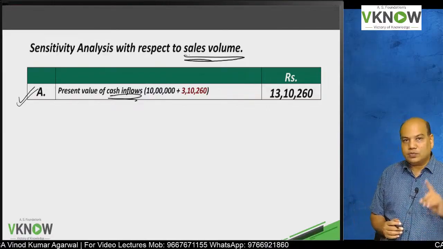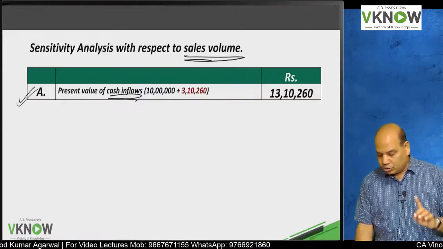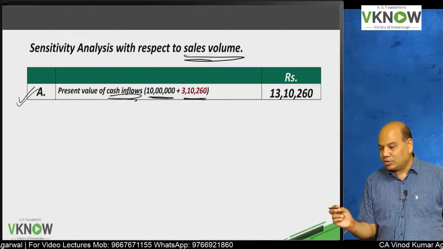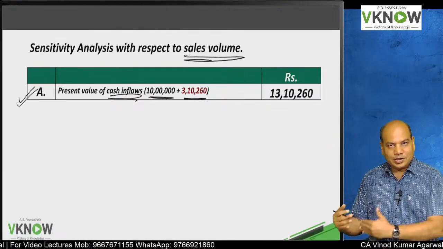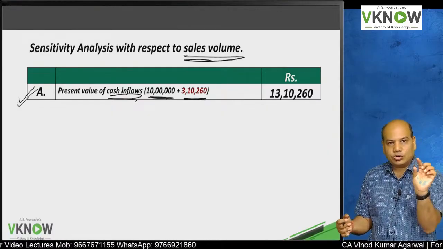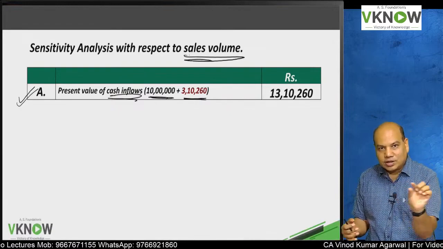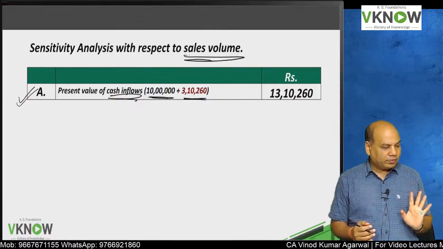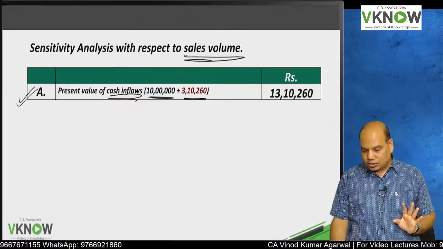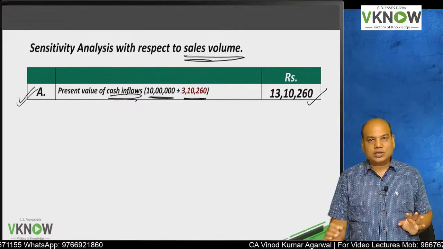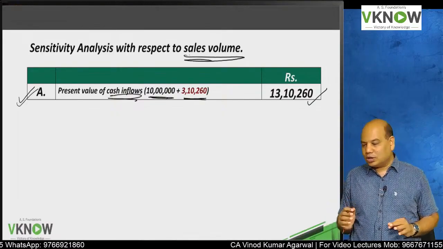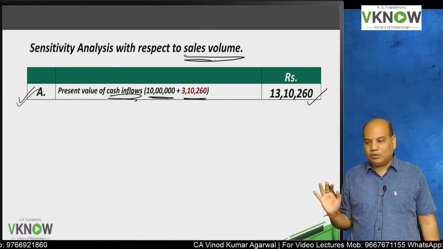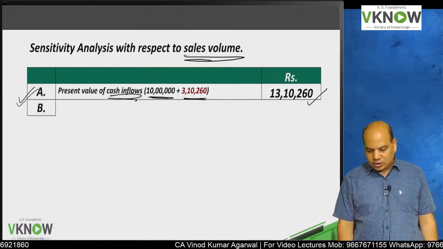So my PV of cash inflow, go to the original answer. You have investment 10 lakh and you have NPV 3,10,260. Either you can add these two numbers or you can add those three inflows, present value of those three inflows of year 1, 2, 3. You will get the same result, 13,10,260. NPV plus initial investment is PV of cash inflow, or you can add year 1, year 2, year 3 PV of cash flow. You will get the same answer.